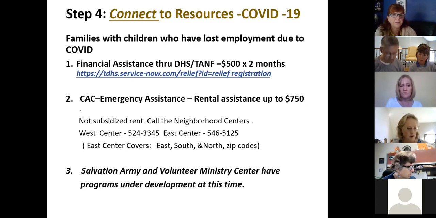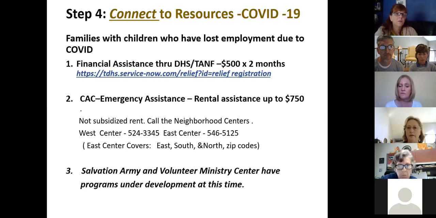There's another new program through CAC, and this is again for families who have children who've lost employment. And it's possible assistance with rent up to $750. They're just starting this week. They're inundated. They were swamped yesterday, so they're going to have a hard time processing all these folks. They're not helping anyone in subsidized rent. So that means KCDC or somebody that has a Section 8 voucher, or they're living in a HUD subsidized place. So be aware that those families with children are not getting this help.